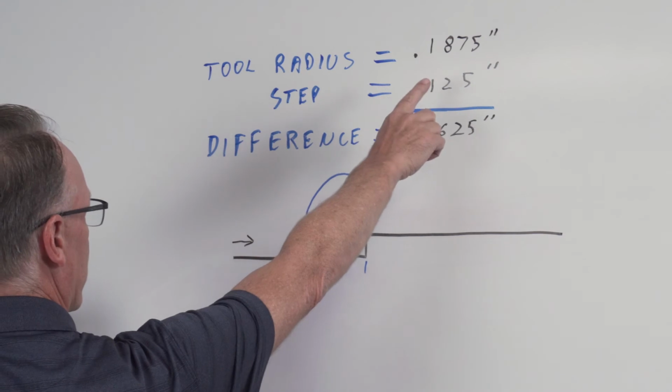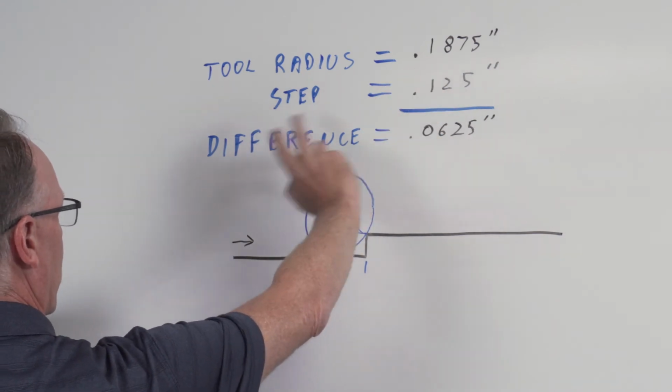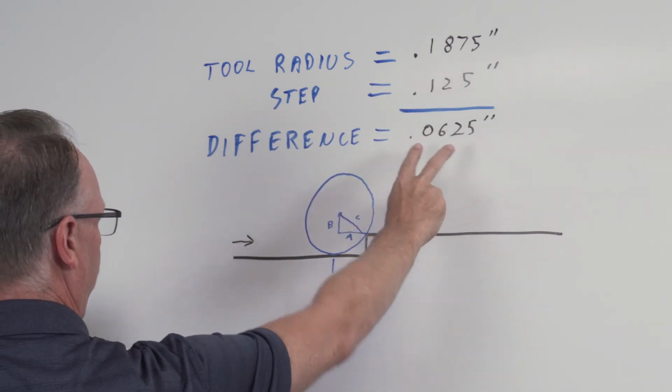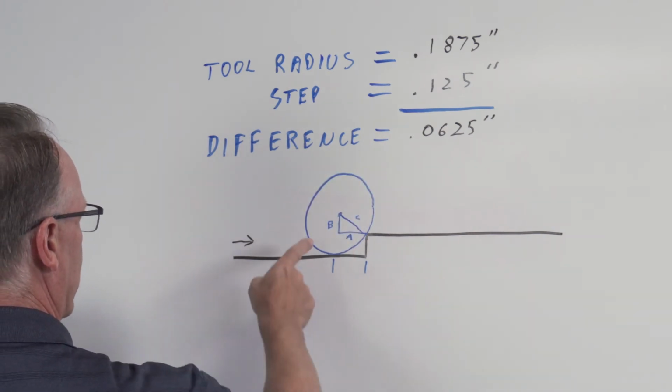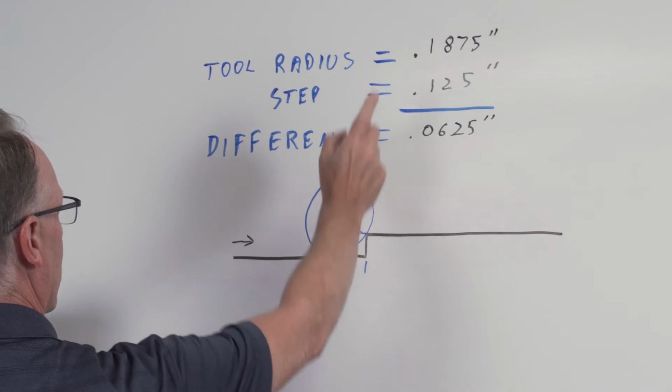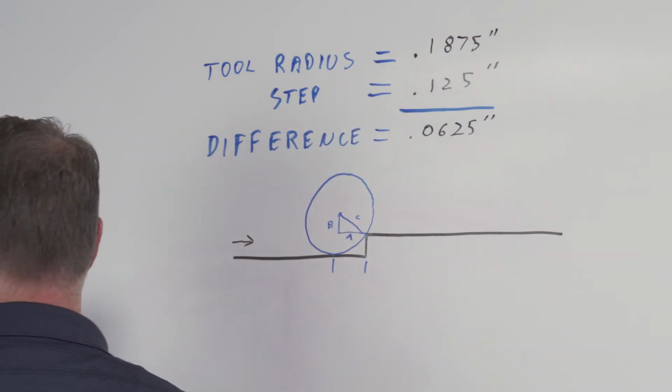So my tool radius is, of course, 3/16. My step is 1/8 of an inch, and the difference between the two is a 1/16. So the 1/16 becomes B. C is, of course, the tool radius, and we're looking for A.